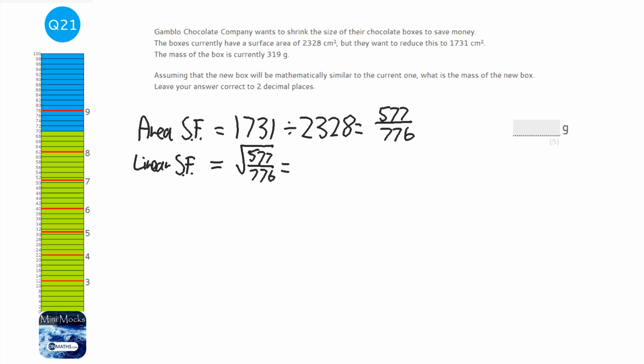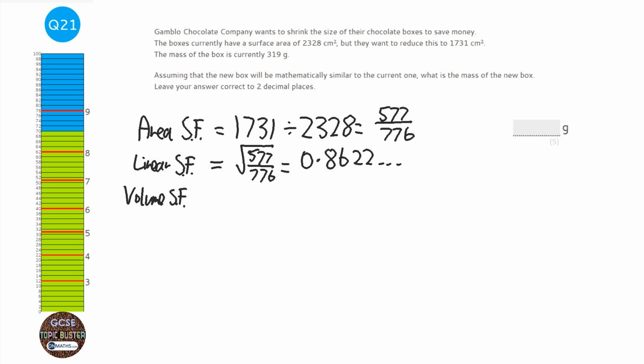Press equals, and it now gives me a decimal of 0.8622, and so on. And when I do the little dashes at the bottom there, I'm showing the examiner that I'm going to keep it in my calculator. I'm not going to round it. Right, so we need to work out the volume scale factor.